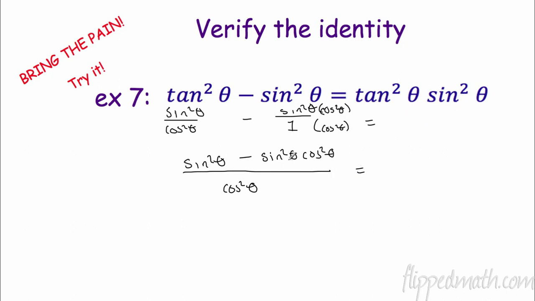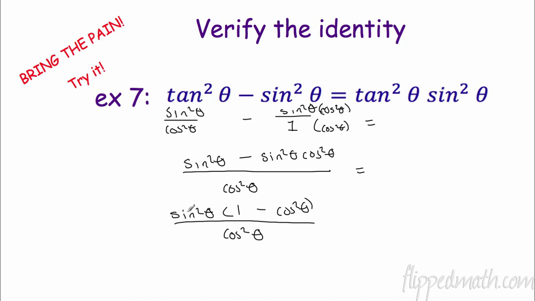Now, something I notice here: I have a couple of terms, and I have the same thing factored in both terms. To me, that means take it out. Greatest common factor. So sine squared theta, I'm going to factor out. So I have 1 minus cosine squared theta, all over cosine squared theta.